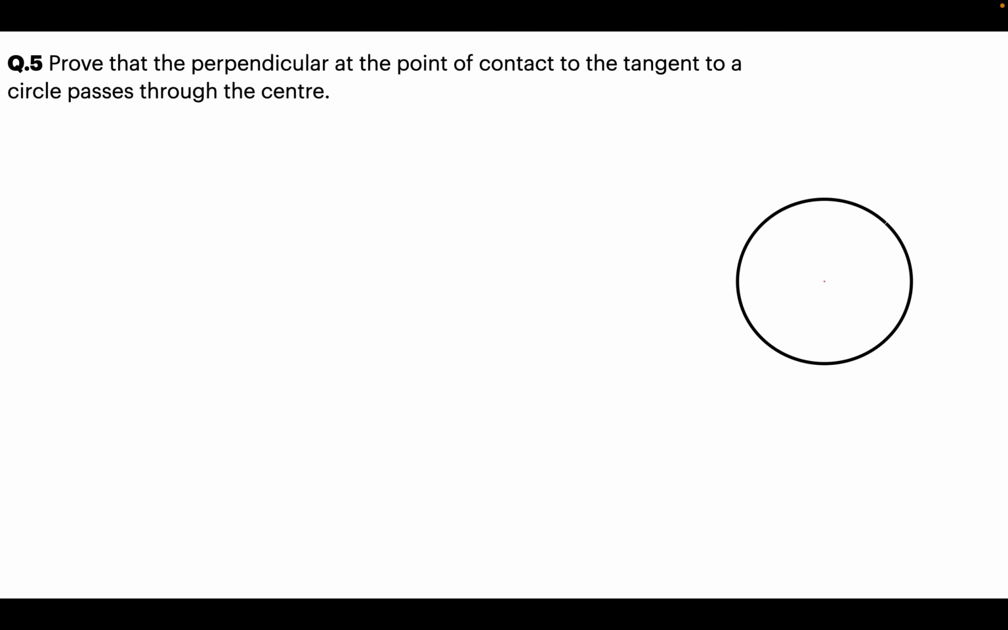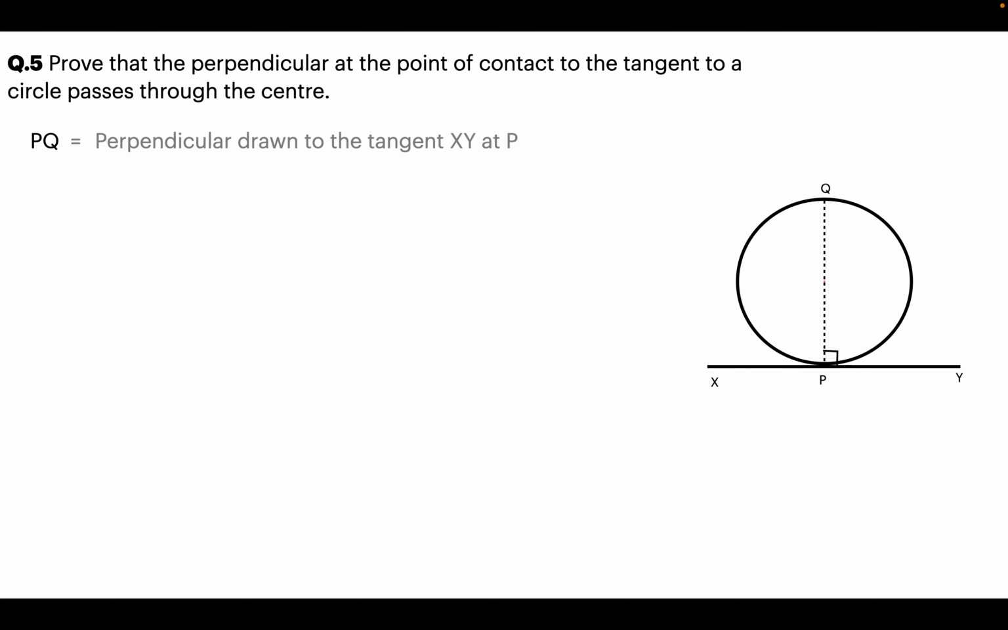Let's see how. Let's draw a circle first, then a tangent to it. Let's say it touches the circle at point P, and let's say this tangent is segment XY. And then now let's draw a perpendicular. Let's try drawing this perpendicular so that it touches the circle at some point Q, like this here. So PQ here is the perpendicular drawn to the tangent XY at point P.